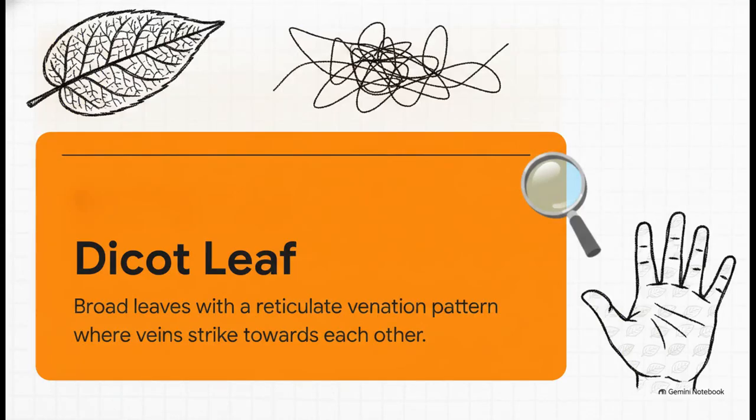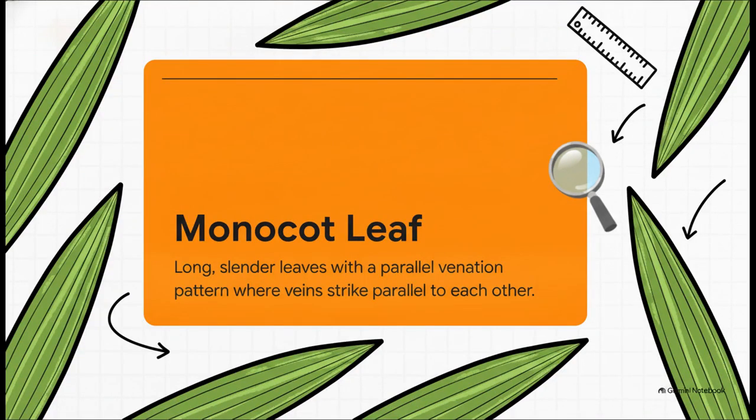Okay, let's jump right into our first contender, the dicot leaf. You'll notice they typically have a broad, almost hand-like shape. But their absolute biggest giveaway is the reticulate or net-like venation. Basically, this means the veins branch out towards each other in this complex, chaotic, but truly beautiful web all across the leaf's surface. Now, contrast that with our second group, the monocot leaf.